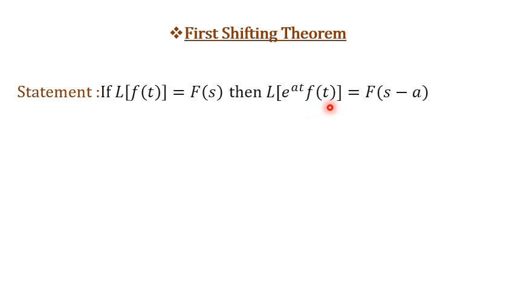firstly you have to take the Laplace transformation of f(t), ignoring this e^(at). So you will get F(s), because the Laplace transformation of f(t) is F(s). After getting F(s), you have to replace each s by s minus a. So it becomes F(s minus a). So this is the meaning of first shifting theorem.